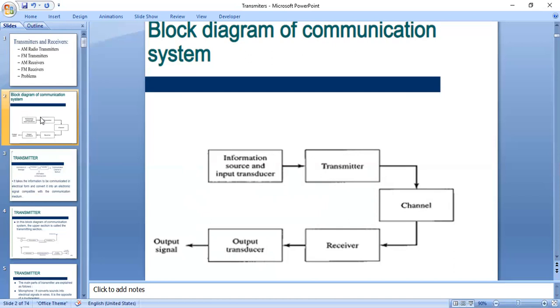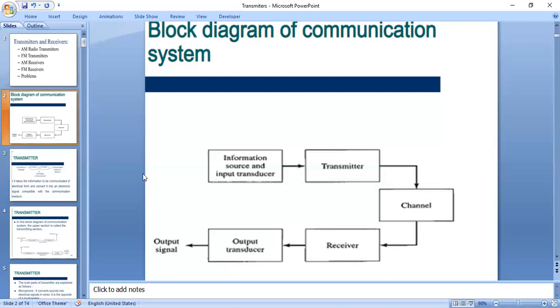And after that, the modulated signal will be transmitted through a medium. It may be a wired or wireless medium. That will be called a channel. And after that, this modulated signal will be received by a receiver. In the receiver, we have a demodulator. This demodulator circuitry receives the modulated signal as input and extracts the original information from the modulated signal.